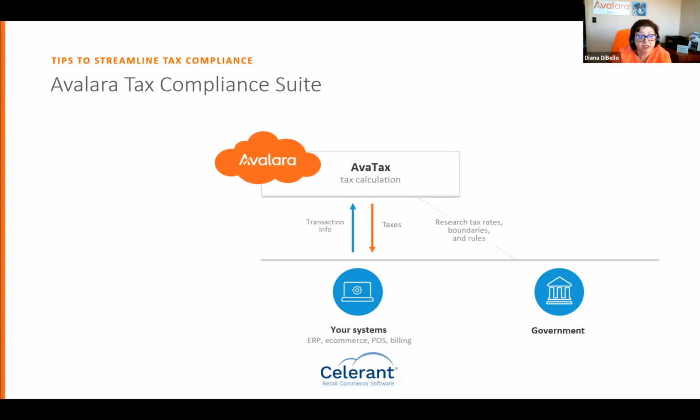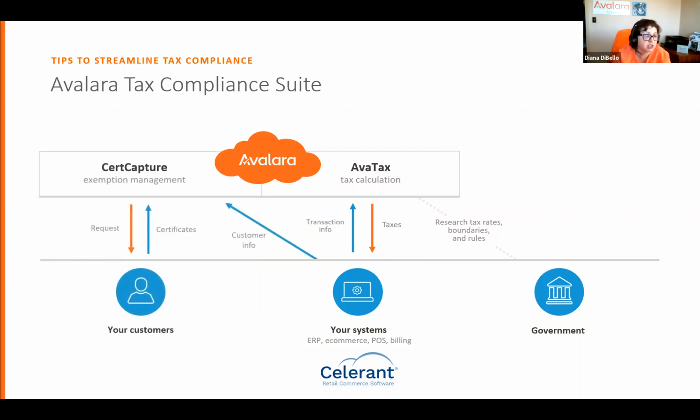This is the tax compliance suite. So all of those steps and all the solutions we talked about are all built into here. This is the Avatax tax calculation engine. So the ERP, eCommerce, POS, all your systems can feed into Avatax to calculate that tax and return it to your systems. We do all the research. So we research all of that pertinent information that's going to ensure you get accurate information for your tax returns.